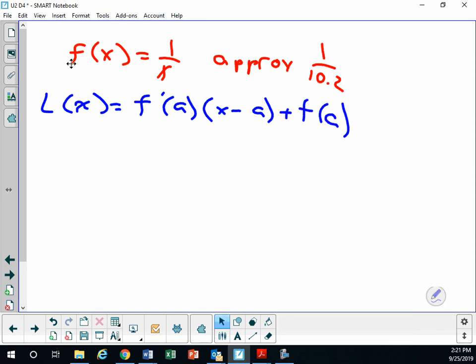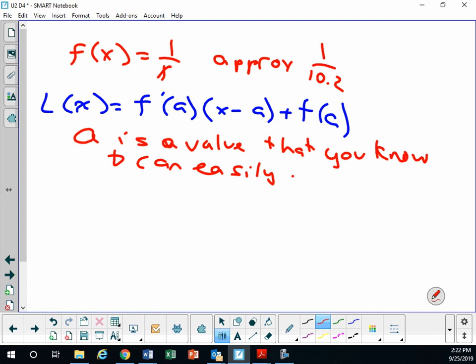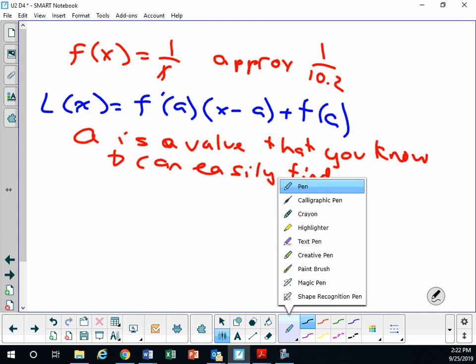Here's something that you didn't know. A is a value that you know and can easily find. And usually it's one that you have to figure out, but it is something that you can easily find. So in this case, I'm looking for 1 over 10.2.